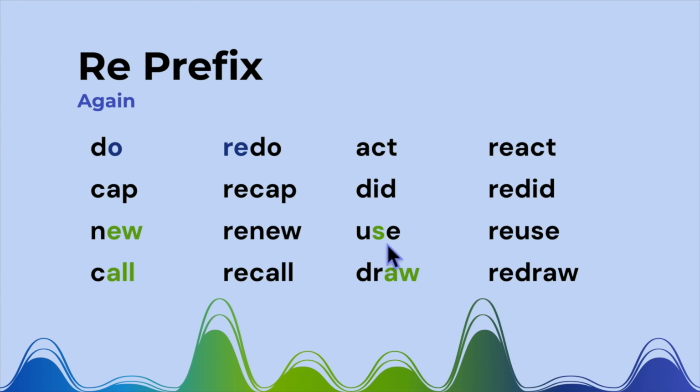In this word, S will use its second sound of Z. Use, reuse. ALL at the end of a root says all. Call, recall. AW says ah. Draw, redraw.